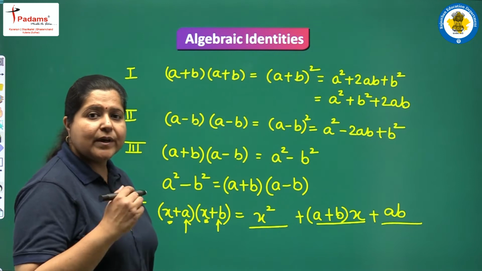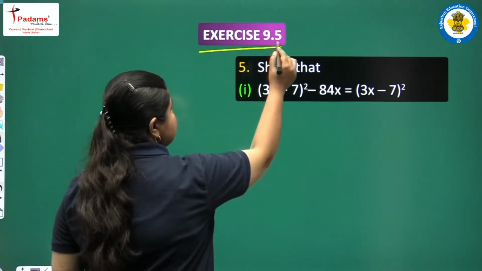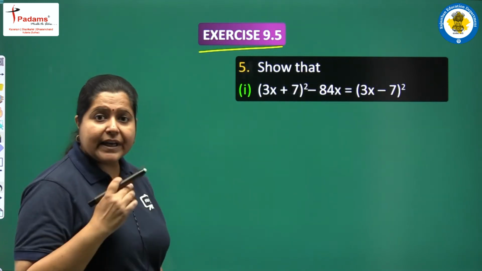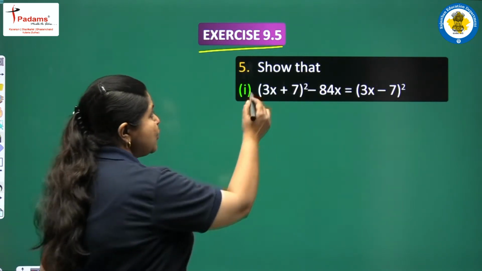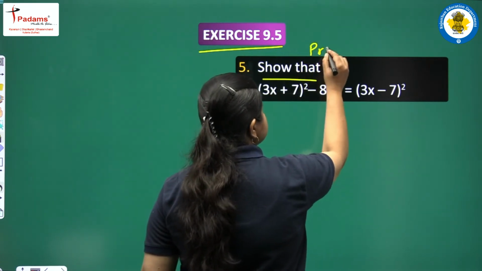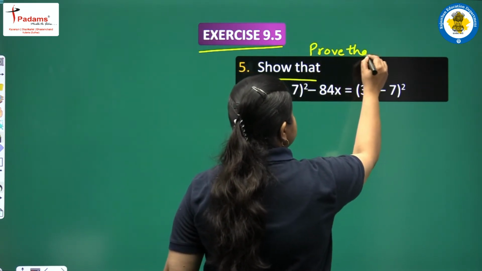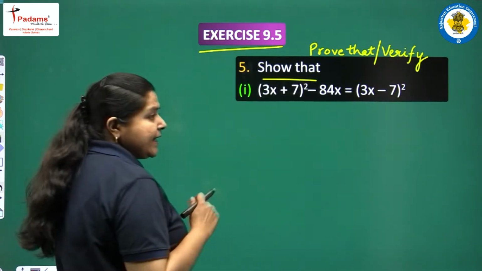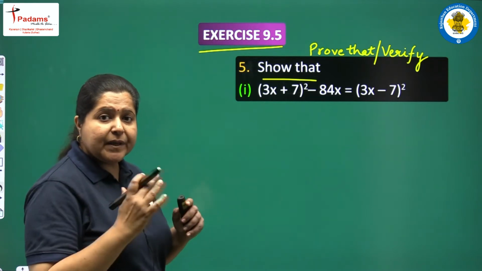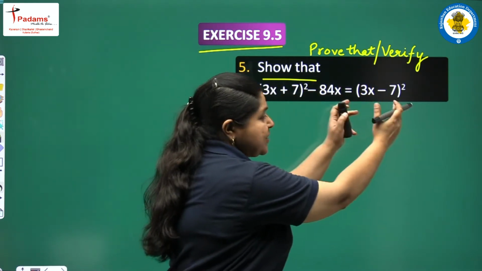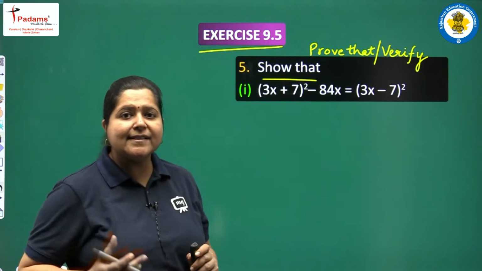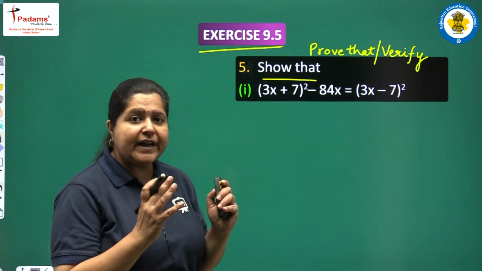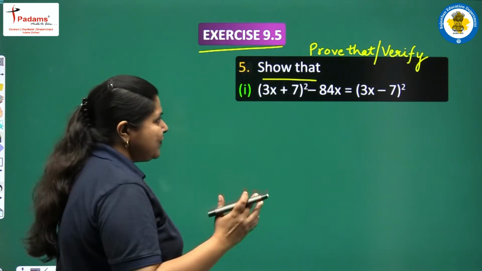Now we proceed towards question 5 from exercise 9.5. Show that this expression is equal to this expression. Now whenever we have a question of the form show that or prove that or verify, in such cases we will be simplifying the LHS and RHS separately. जब भी हमें शो करना है कि ये एक्सप्रेशन इस एक्सप्रेशन के इक्वल है तो हम LHS को अलग से सिंप्लीफाई करेंगे, RHS को अलग से सिंप्लीफाई करेंगे, और फिर देखेंगे कि दोनों का सिंप्लीफाइड फॉर्म सेम आ रहा है या नहीं. Here we begin with the LHS.